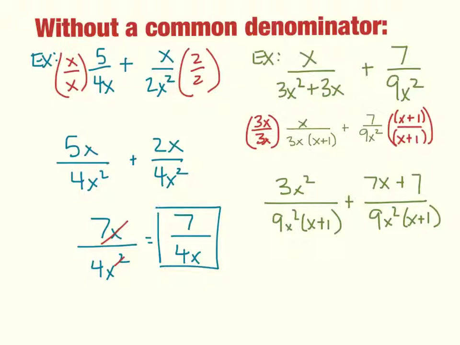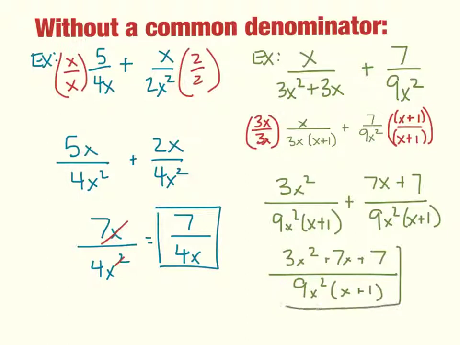Now that they have the same denominator, we can combine the numerators. 3x squared plus 7x plus 7 all over 9x squared times x plus 1. We would check the numerator to see if we could factor it, but in this case you can't. So I'm done.